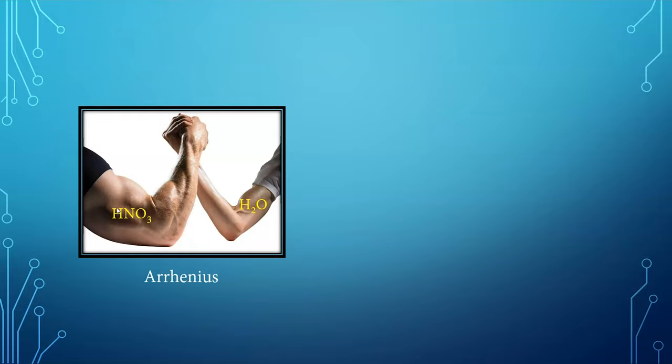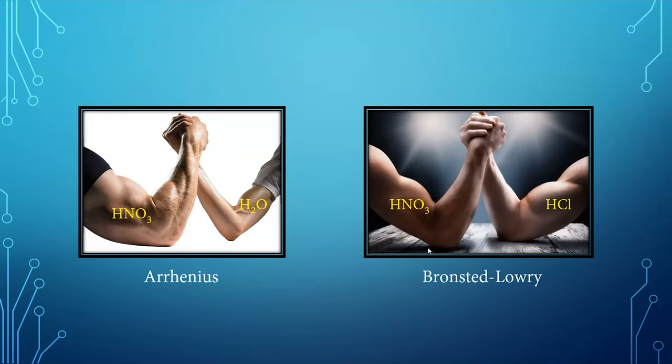In water, nitric acid is by far much stronger than water. So nitric acid is going to beat water hands down, as will all of the other strong acids. So in the Arrhenius world, everybody's picking on this poor little weenie water. In the Bronsted-Lowry world, however, now we're pitting those strong acids against each other. Now you have another opponent that's also very strong. When you pit these two powerful opponents against each other, somebody is going to have to lose.